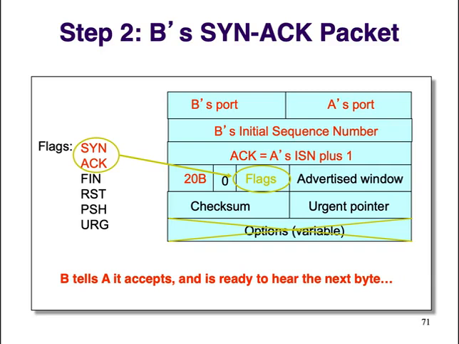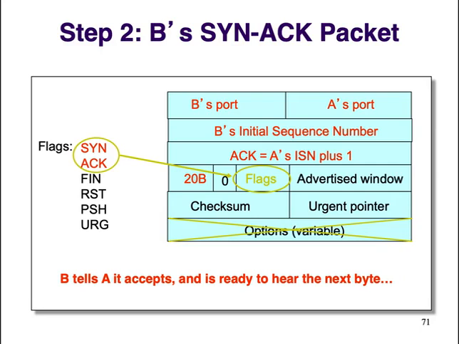Okay, I'm on step 2 now. So now we're at the stage where B has received the SYN, and remember, it's sending back what we call a SYN ACK, right? So let's step through this. It's coming from B, so the source is B's port, the destination is A's port. Importantly, we are now setting 2 bits in the flag. So it says that it's both a SYN message and an ACK message.